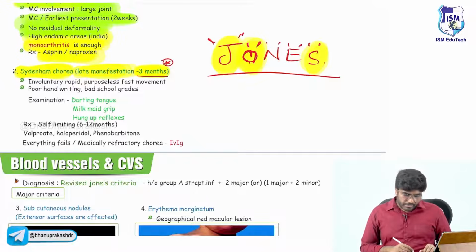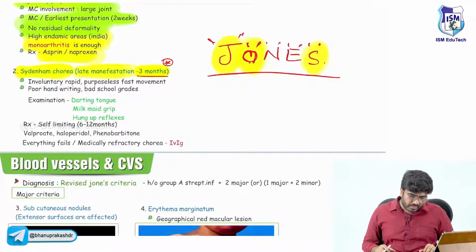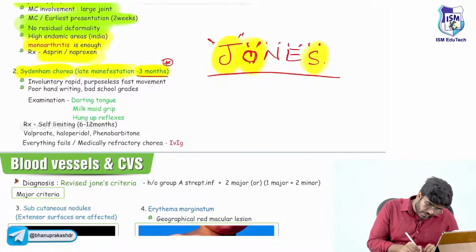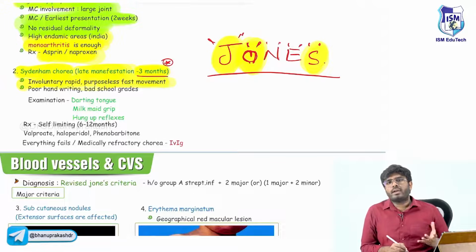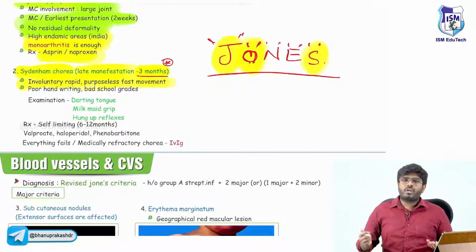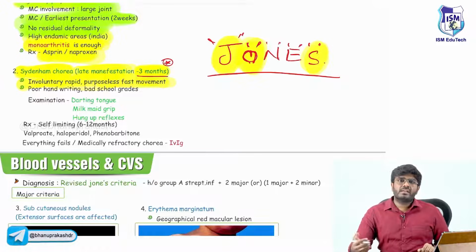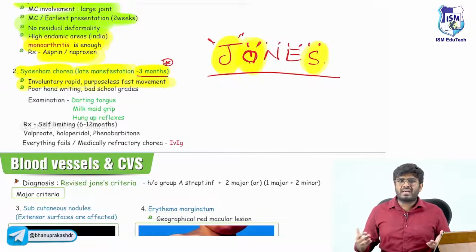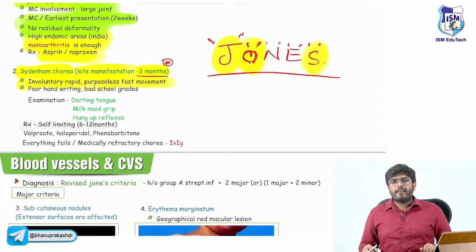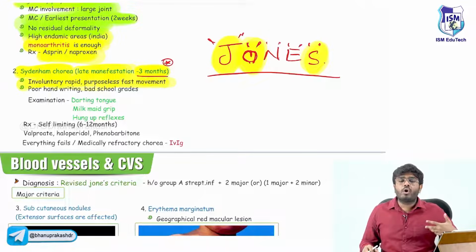So what exactly is happening here? There will be involvement of the basal ganglia. The basal ganglia structures are going to be affected, so that there are involuntary, rapid, purposeless, fast movements. So the boy is sitting and doing all these abnormal movements. The mother or others, like the school teachers, might think this boy is a naughty boy, doing all these unnecessary purposeless movements. Okay, but he is not doing it voluntarily. It is happening automatically, involuntarily.